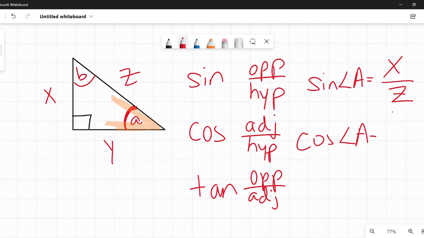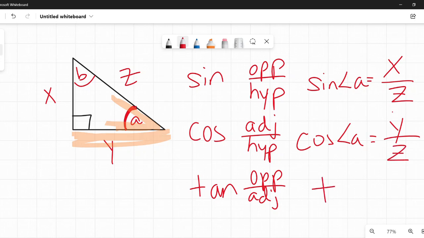It would work. For the cosine of angle A, it is the adjacent side divided by the hypotenuse. From angle A's perspective, this y leg or side is adjacent to it. And again, the hypotenuse does not change. So the cosine of angle A would be the, let me change these to lowercase a so it's a little more accurate. There we go. So the adjacent side would be y, and our hypotenuse again would be z.